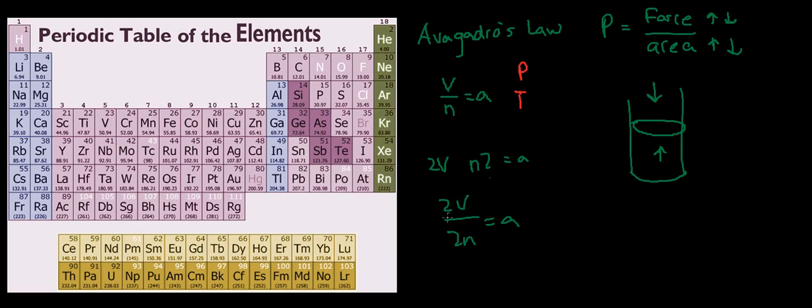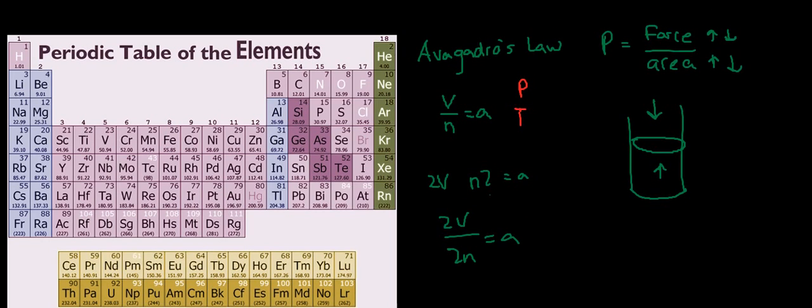So if I multiply the top by 2, I'm going to have to multiply the bottom by 2. So if I double the volume, the number of moles is going to need to be doubled in order to keep the pressure constant. Well, let me just make up a real quick example. This is pretty much the same as Charles' law, except I'm dealing with moles instead of temperature.